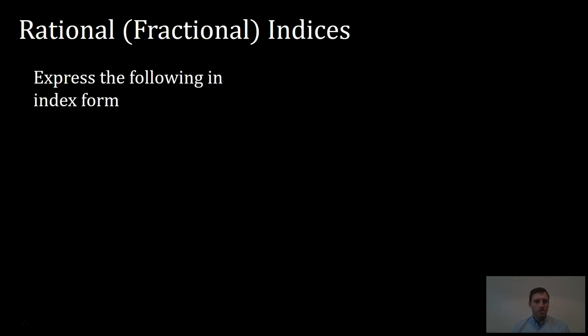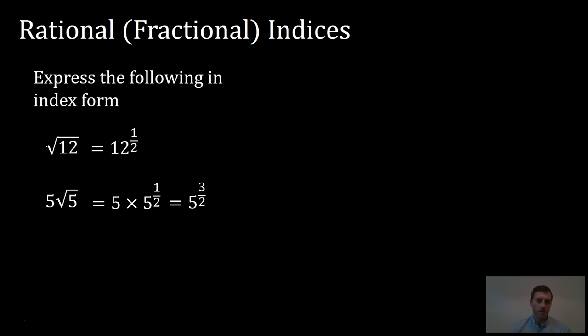Let's look at some examples. Express the following in index form. We've got the square root of 12. We know from what we've just looked at, this is equal to 12 to the power of a half. We have 5 times the square root of 5. That's equal to 5 times 5 to the power of a half. We know that 5 is equal to 5 to the power of 1. Therefore, we keep the base and we add the powers, and we get 5 to the power of 3 on 2.